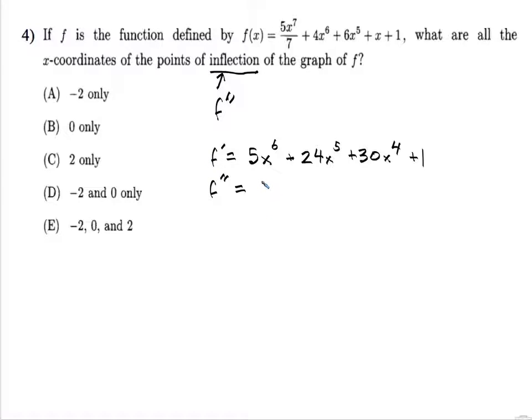So, taking the derivative, you have 30x to the power of 5, plus 120x to the power of 4, plus 120 again. Wait, I got 125 for the first one, for the 5 times 6? No, not the first one. The next one, 24 times 5.